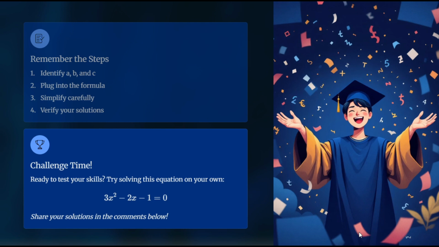So now it's your turn. You ready to test your skills? Try solving this equation on your own: 3x squared minus 2x minus 1 equals 0.